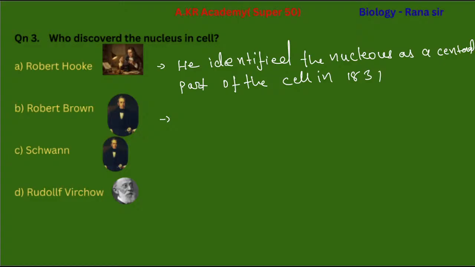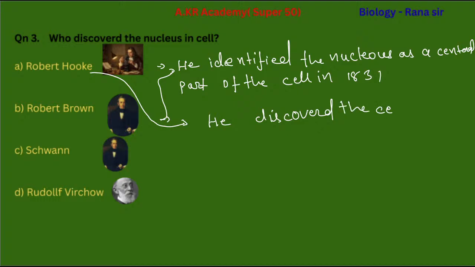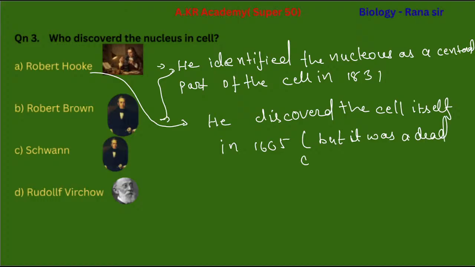But Robert Hooke discovered the cell itself in 1665, though these were dead cork cells.